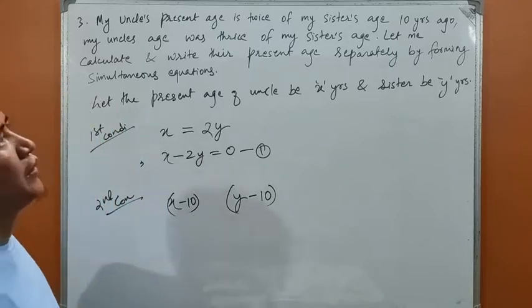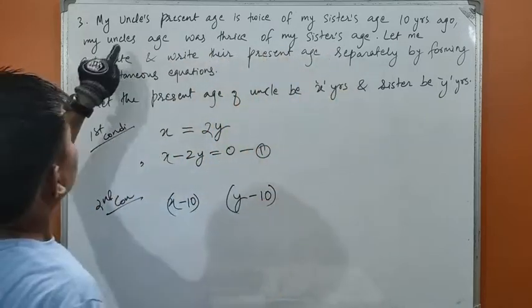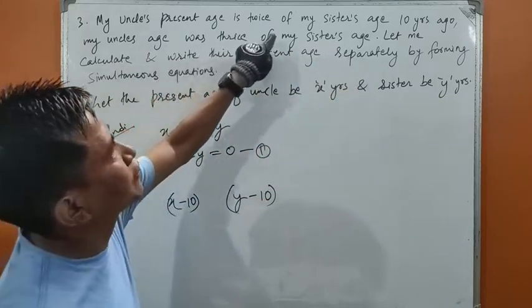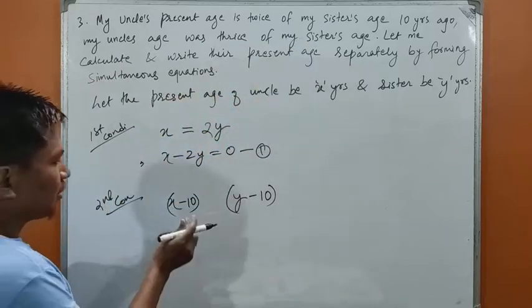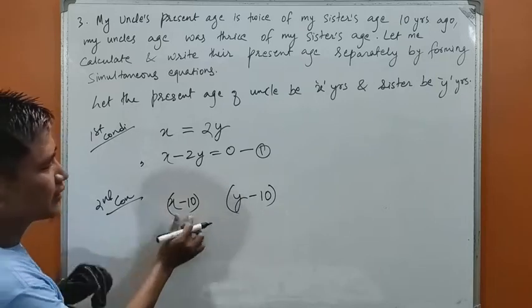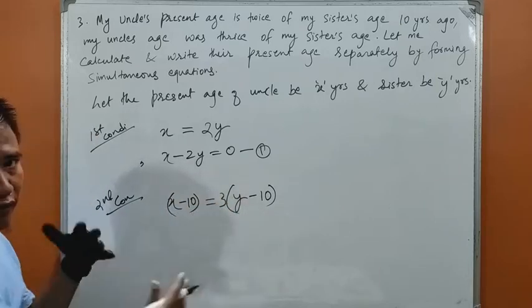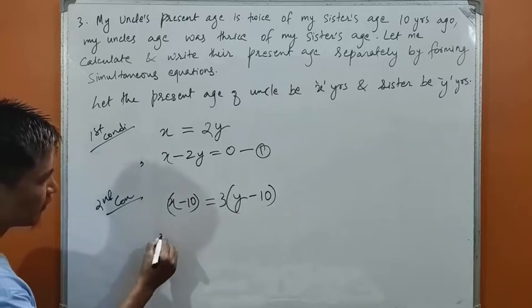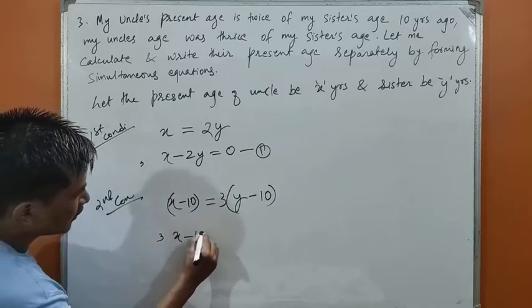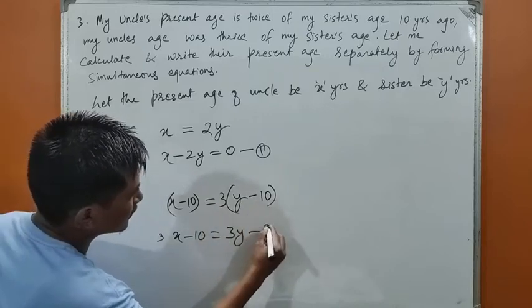At this time, uncle's age was thrice my sister's age. That means this age is 3 times the age of this sister. Okay, that means if you multiply the sister's age by 3, you will get equal, isn't it? So let us simplify this. x minus 10 equals 3 into y is 3y minus 3 times 10 is 30.